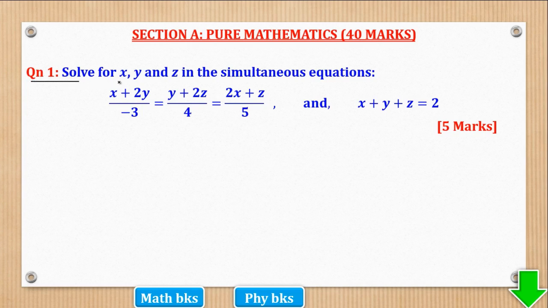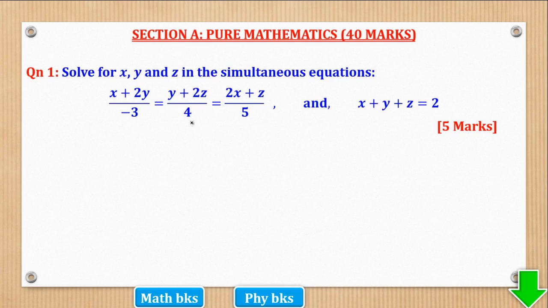Question 1 says, solve for x, y, and z in the simultaneous equations. This question was a little unique. One equation has 2 equal signs, as you can see here. What misled students was to equate. They would say this equal to this, they get an equation. This equal to this, they get another equation. And this equal to this, another equation. Then they tried solving those 3 equations and couldn't give any value. The equations were just vanishing.